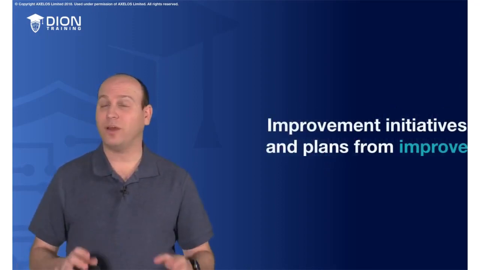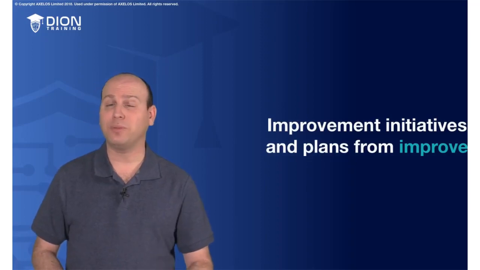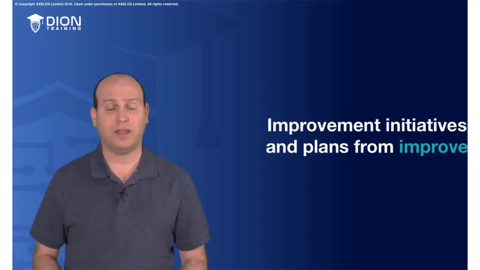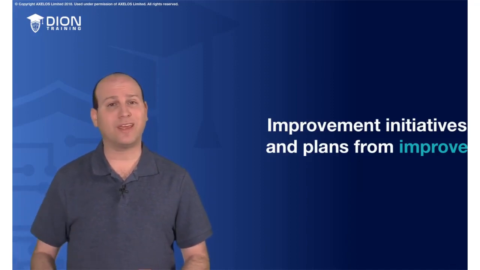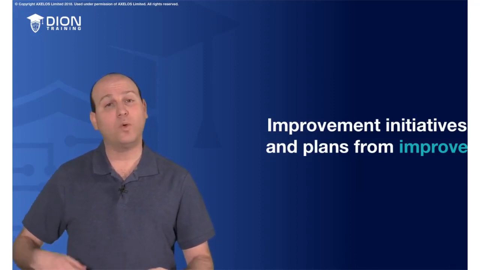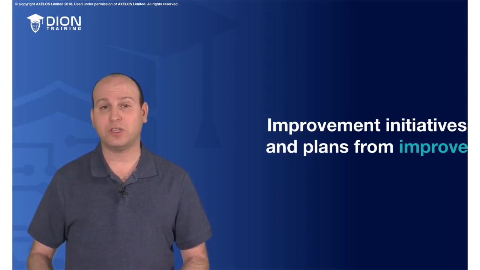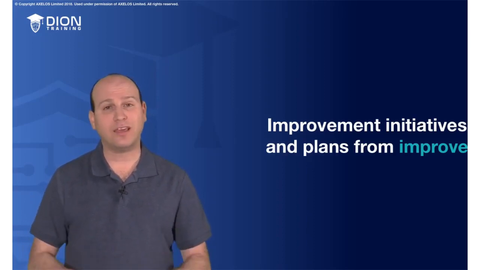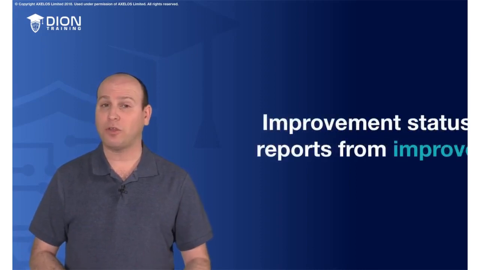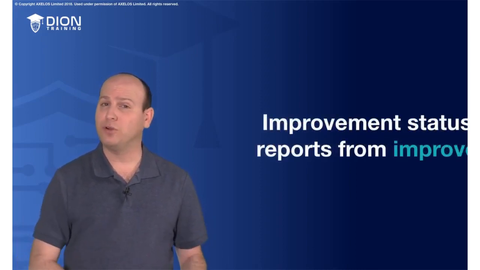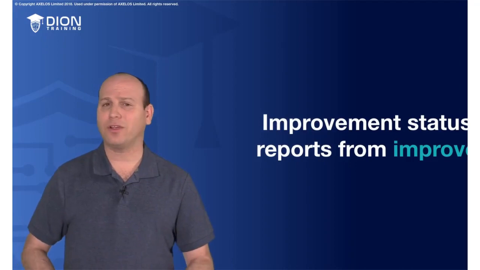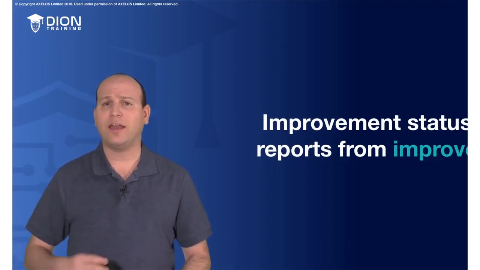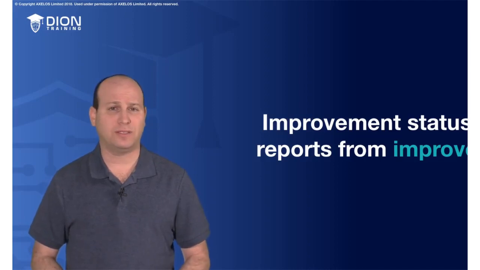Another input to the obtain and build activity is improvement initiatives and plans, and these are going to come from the improve activity, because the improve activity has been looking at how can we make things better. Once they figure out those processes and procedures of how we can improve things, they're going to pass that back to obtain build so they can build those things. Another thing we're going to get from improve is our improvement status reports. Again, they're going to be looking at our processes, our procedures, the lessons learned from before, and help us improve the way we do business.